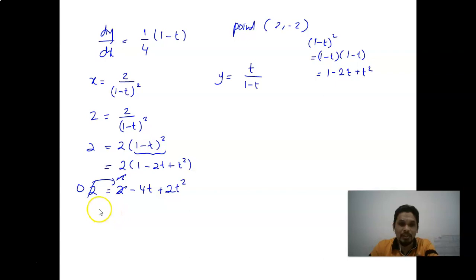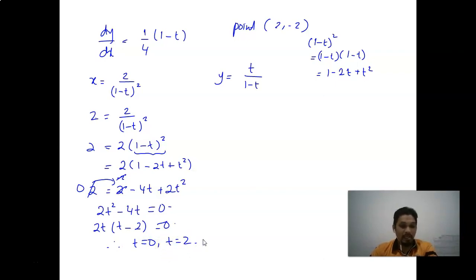So now, 2t squared minus 4t equals 0. Factorize 2t, so we come out with t minus 2. Then t equals 0 and t equals 2. Okay, now let's take a look at this one here.